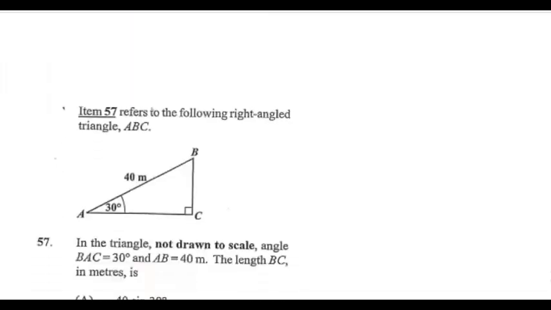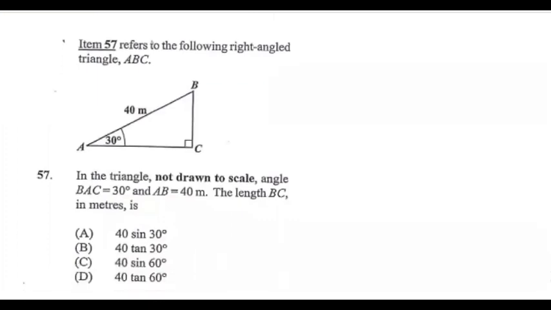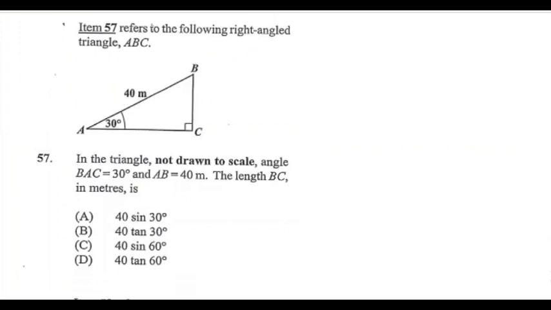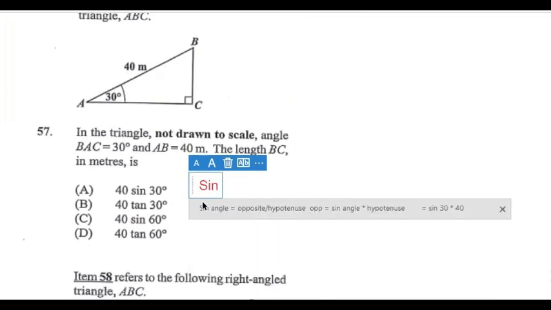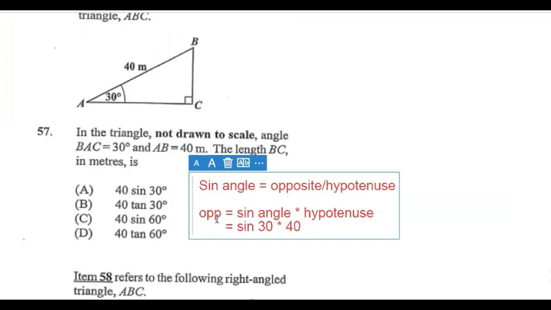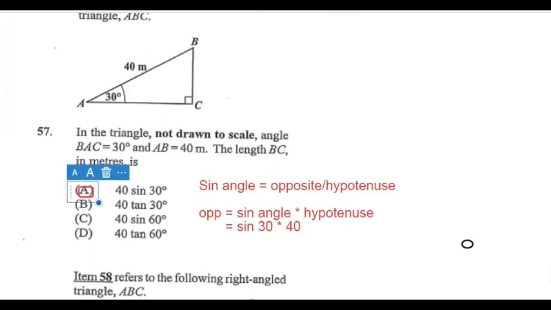centimeters. So 57, in the triangle not drawn to scale, angle BAC is 30 degrees, AB is 40 meters, the length of BC in meters is, so we have 30 degrees and we have our hypotenuse. We're looking at the length BC, and BC would be opposite to the angle 30. So we have opposite and hypotenuse, that sounds like sine, as sine of the angle is equal to opposite over hypotenuse. So therefore opposite, which is BC, is sine angle multiplied by hypotenuse, which is sine 30 multiplied by 40, or 40 multiplied by sine 30, which means that our answer would be A.